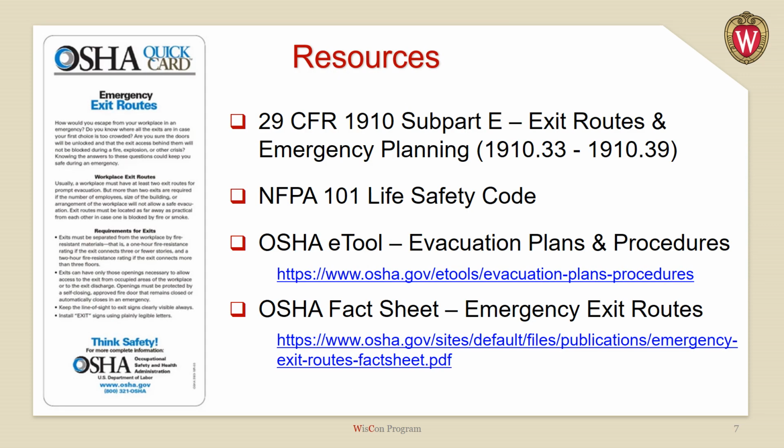Additional information on exit routes can be found in Subpart E, Exit Routes and Emergency Planning. In addition, the NFPA 101 Life Safety Code addresses minimum building design, construction, and maintenance requirements necessary to protect building occupants from danger caused by fire, smoke, and toxic fumes. OSHA also has a great interactive e-tool on their webpage, which includes graphic depictions of exit route requirements and also a fact sheet on emergency exit routes.